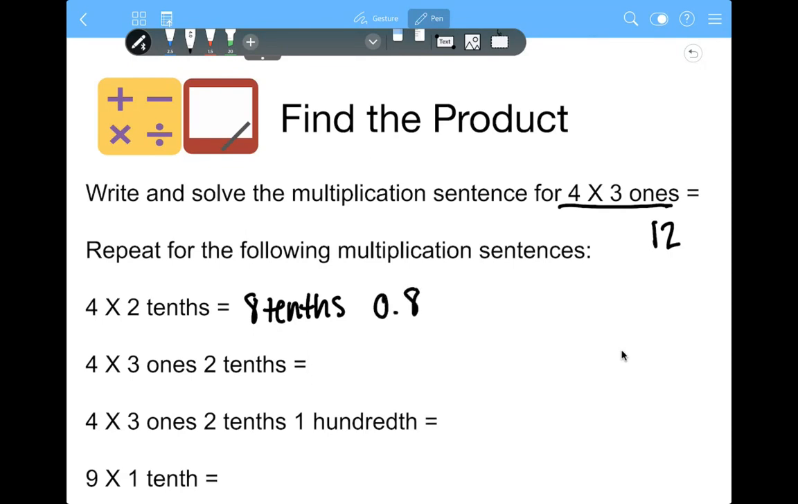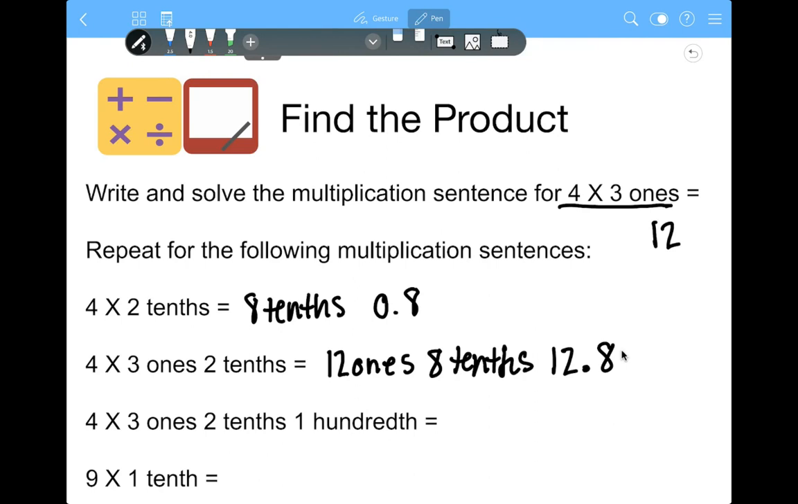4 times 3 ones and 2 tenths. So I don't have to draw the area model. I can just show it here. So 4 times 3 ones is going to be 12 ones. And 4 times 2 tenths is going to be 8 tenths. And if I write that as a decimal, it's going to be 12 ones and 8 tenths, 12.8.